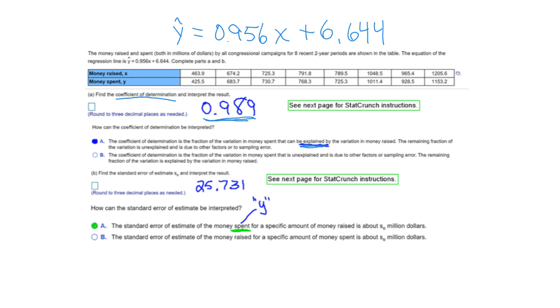Now, the second part is going to be the standard error of estimate. Again, that is going to come right from StatCrunch. It looks like S with a little e. In this case, it ended up being 25.731. So remember, this is our standard deviation in this kind of work, and it's always tied to y. So in our case, y is the money spent.